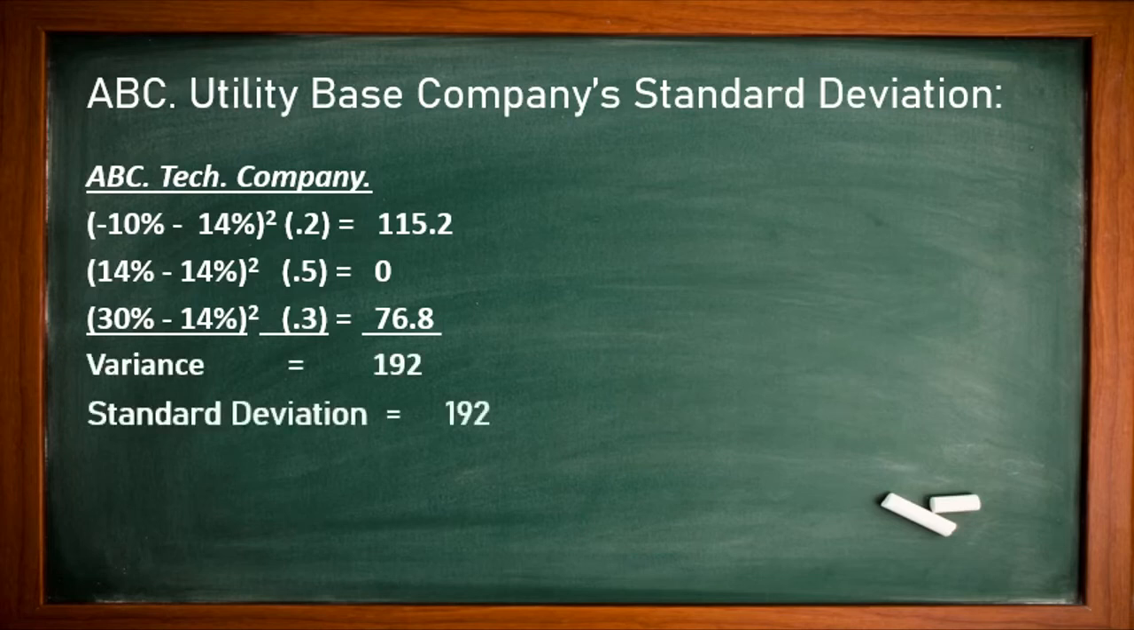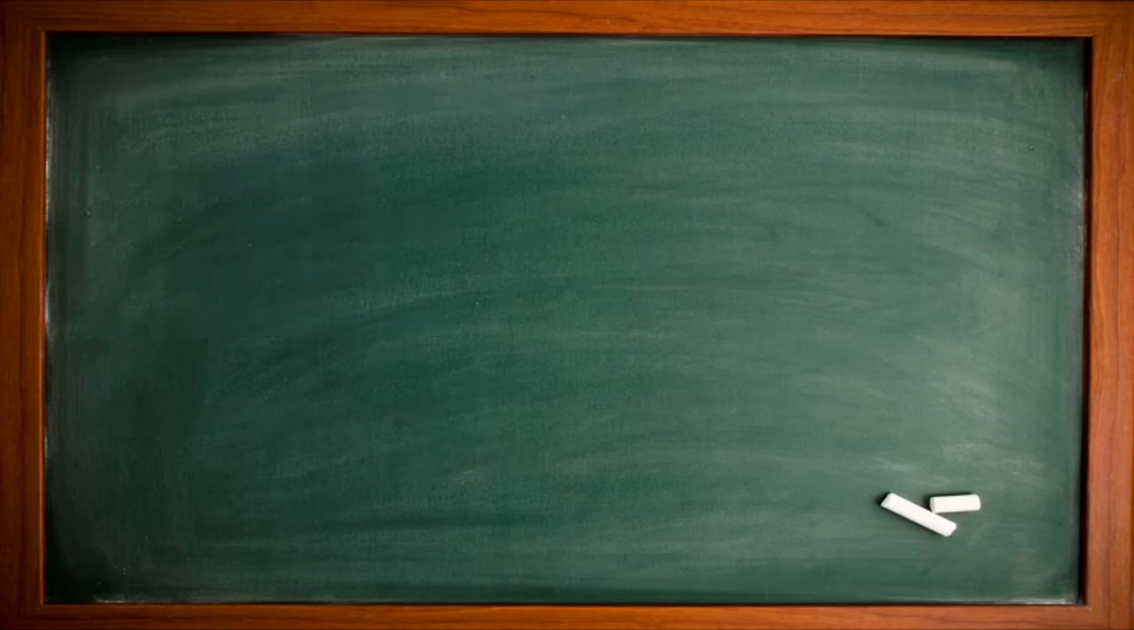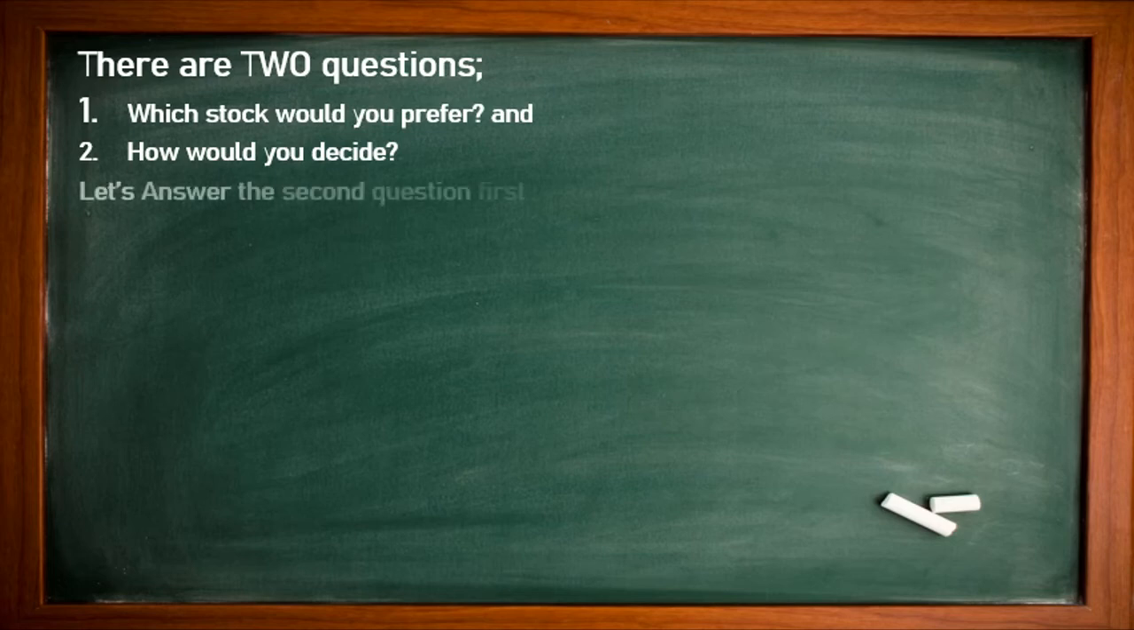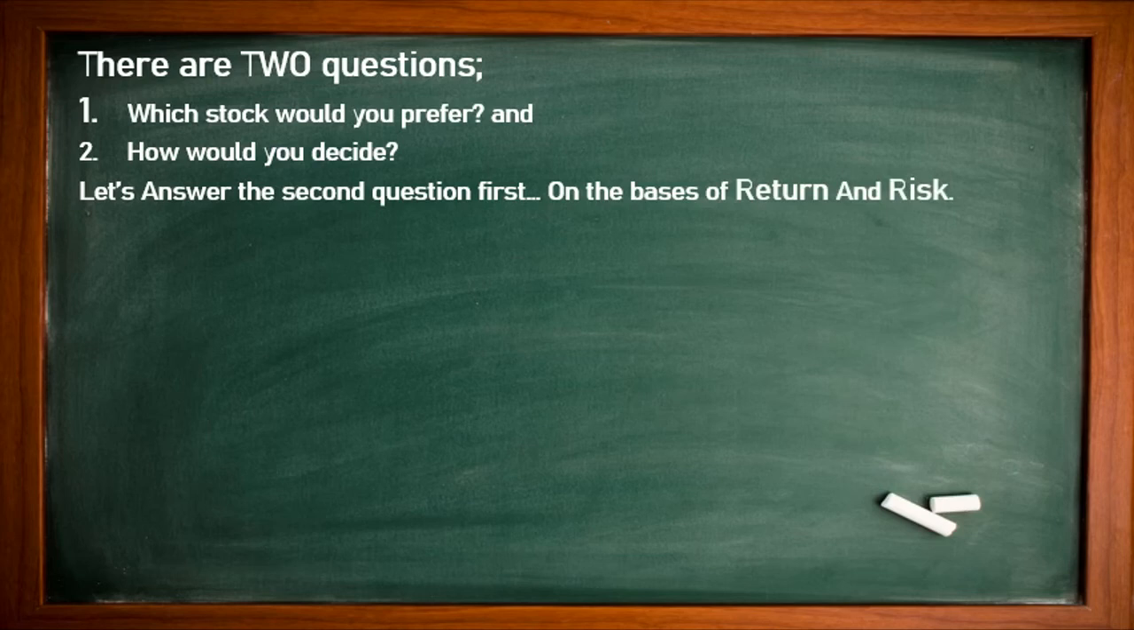Let's calculate the standard deviation. The square root of 192 becomes 13.86%. In this situation, we get to know that the standard deviation of the technology based company is very high compared to the utility company. So there are two questions. Number one, which stock would you prefer, and how would you decide? The first is easy to know, how we choose, and then how we decide which one is good and which one is not.